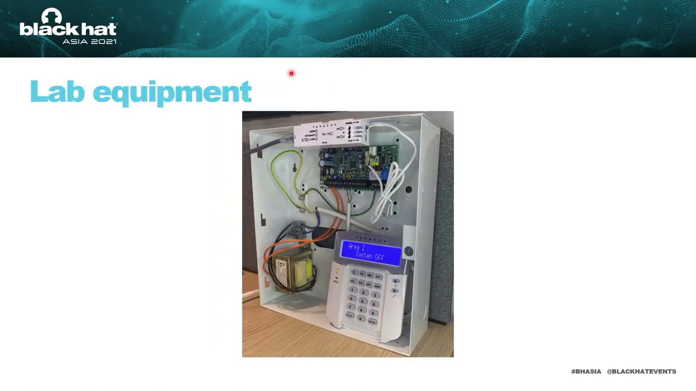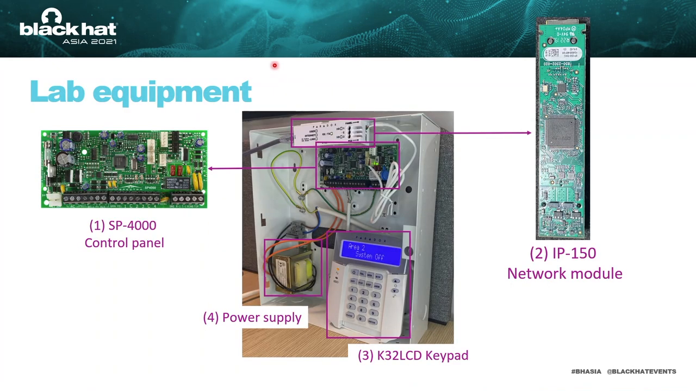So fast forward, we got the equipment, and this is it. What you see in this little metal box is first the control panel, the SP4000. Control panel in alarm system jargon is the main board, the motherboard, where everything connects. Then we have the internet module with some cheap plastic on it. After peeling the plastic, you can see that it's quite a simple board. Here we have an ARM chip from ST Electronics. It's an STM32F chip, which is an ARM-compatible chip for embedded devices.